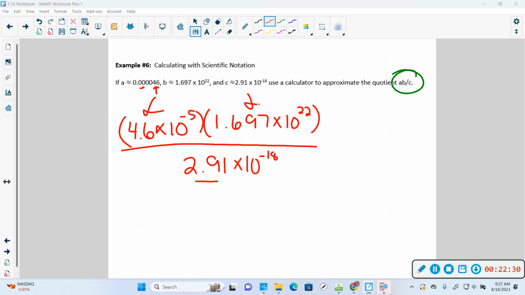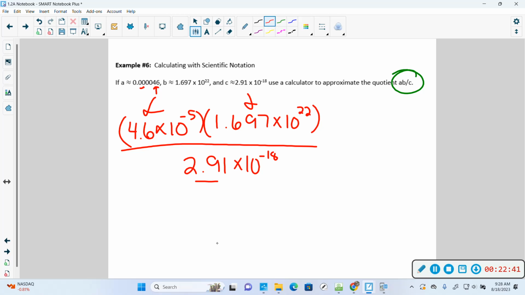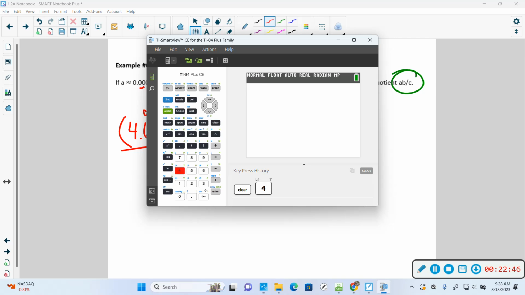I'll put this down here quick, this EE button. If you knew what that was on your calculator, that is scientific notation. If I'm too lazy to type the times 10 to the negative 5th, I could put in 4.6, hit that EE button, which is second and the comma key. The E does the default times 10 for me. That just saves me some keystrokes. Then I'm going to hit times. I'm just doing the top, so 1.697, and then my EE button.